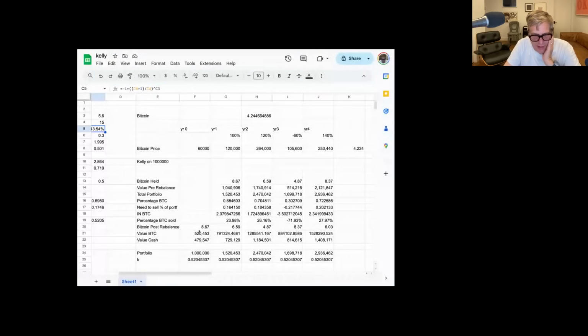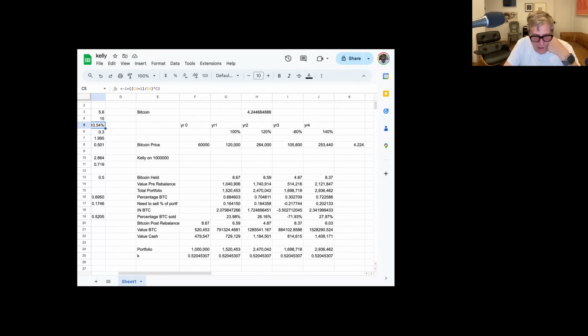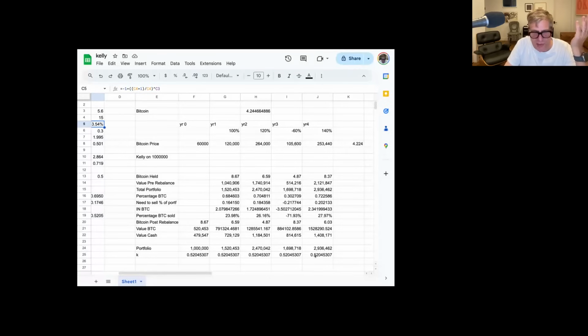So I basically start with 8 Bitcoin. I have 6 Bitcoin after a year. I have 4.8 Bitcoin after 2 years. I have another 8 Bitcoin after 3 years. And I have 6 Bitcoin after 4 years, right? So it's a dynamic process of managing my Bitcoin allocation. You'll notice that at all times, I have 52% of my money, my total stack, in Bitcoin.